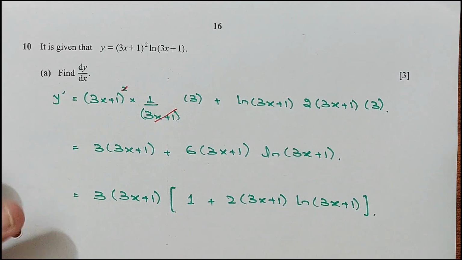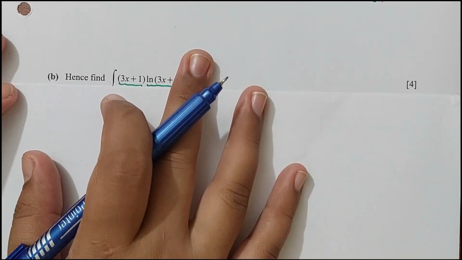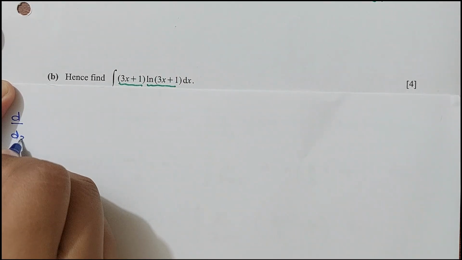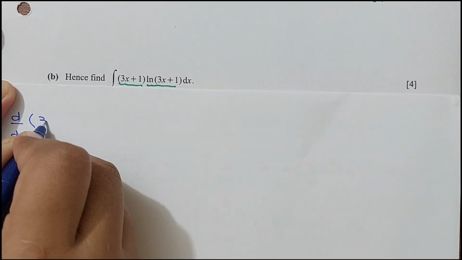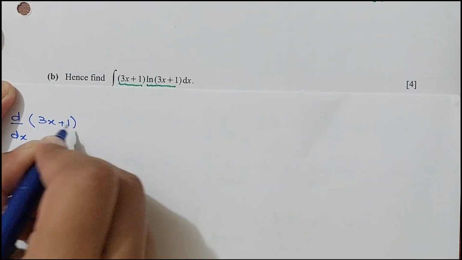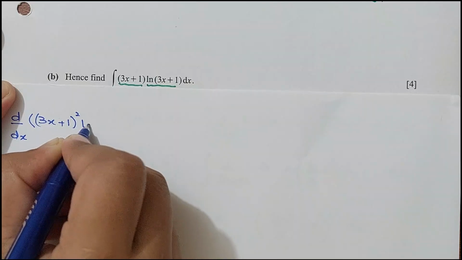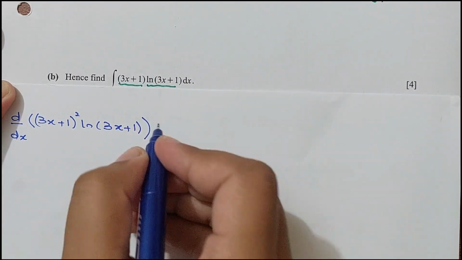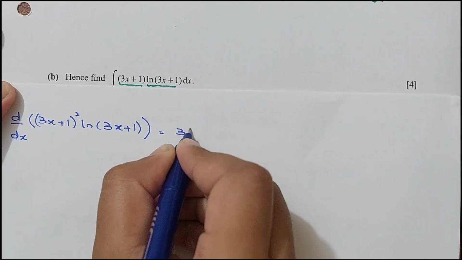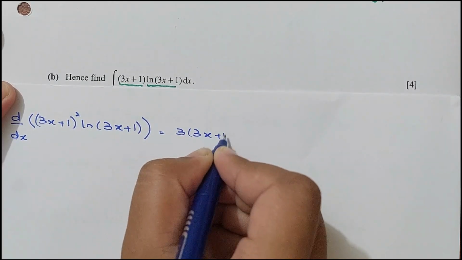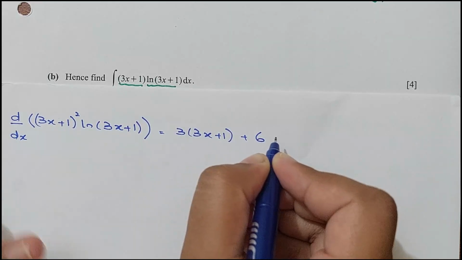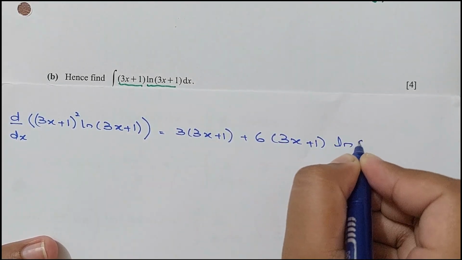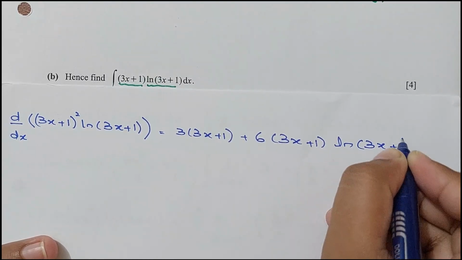Now for part B, hence find the integration of this function, right? So from part A, we have the derivative of this function would be equal to this. Let me rewrite. We have given that d by dx of 3x plus 1 whole square ln of 3x plus 1 is equal to 3 into 3x plus 1 plus 6 into 3x plus 1 into ln of 3x plus 1, right?